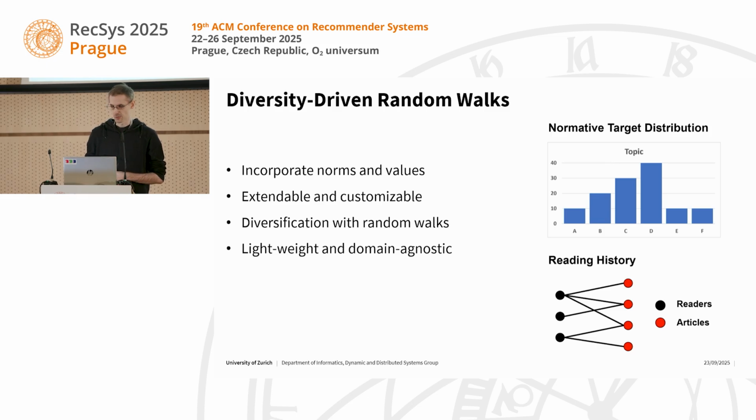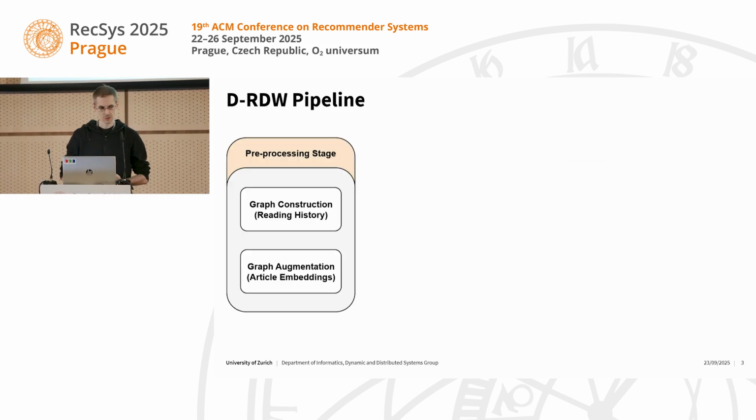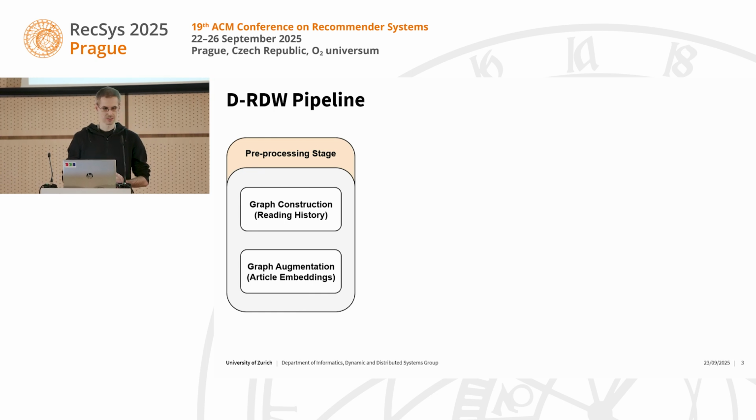And to that end, we use random walk algorithms. Random walk algorithms are a group of algorithms that create a bipartite graph, where on one side, the black dots, you have the readers, and on the right-hand side, with the red dots, you have articles. Then you can hop between readers and articles, and the recommendations you get are articles that are very close to you. In the past, it has been shown that this leads to very good diversification results, and is also a very lightweight approach.